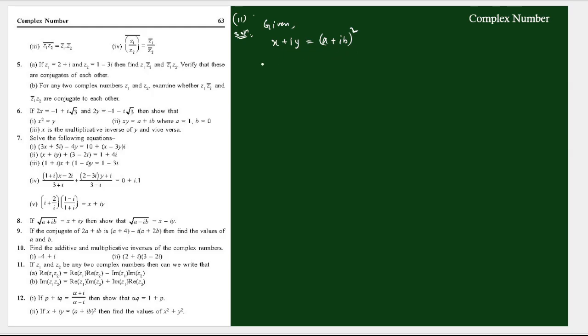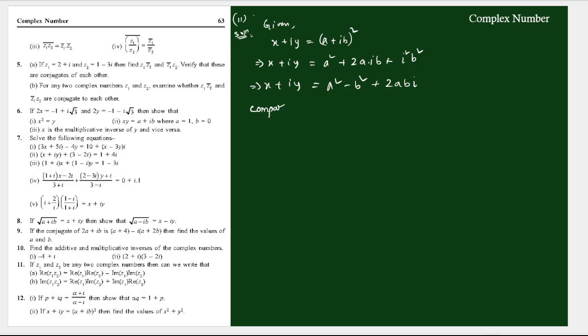Let's break this down. Not alpha, this is a. a square plus 2a ib plus i square b square. So a square minus b square plus 2abi. Now let's compare. We need to find the value of x square plus y square. Once x and y are found, then we will get it.